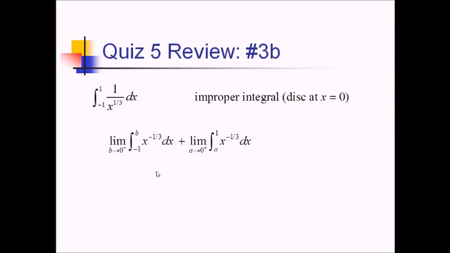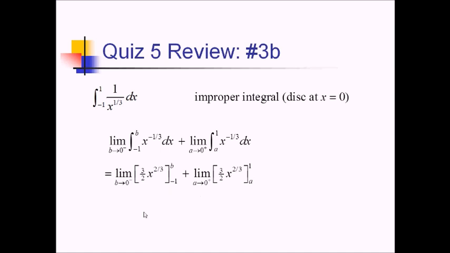For the antiderivatives on these, this bumps up to a 2/3 power multiplied by the reciprocal of 3/2. So we have limit as b approaches 0 from the left of 3/2 x to the 2/3 from negative 1 to b. Over here, everything is going to be the same in terms of the antiderivative, but I've got the limit as a approaches 0 from the right, and we're doing this antiderivative from a to 1.